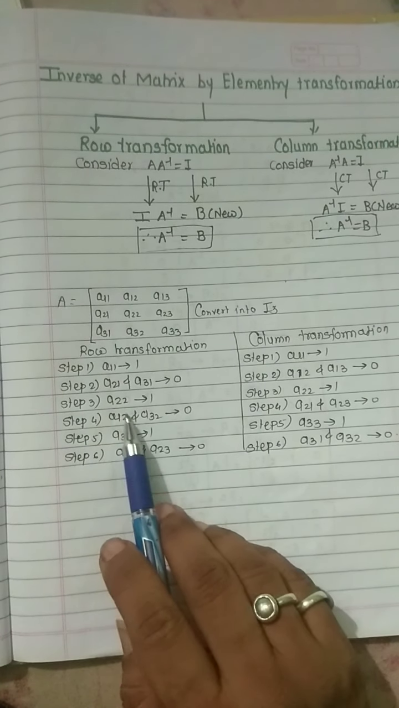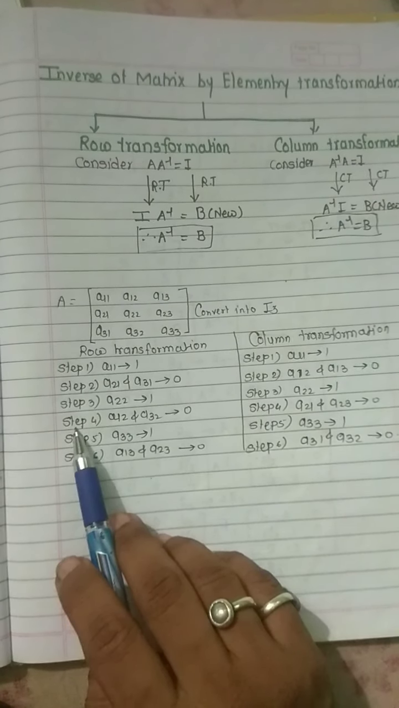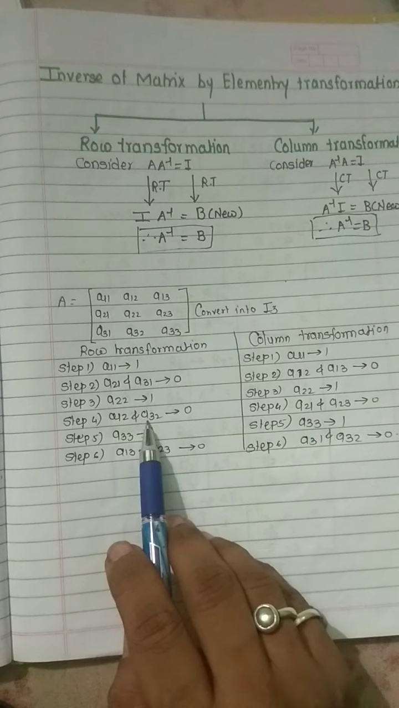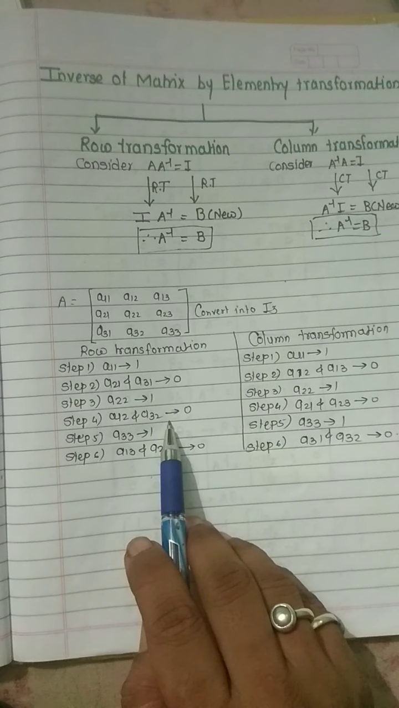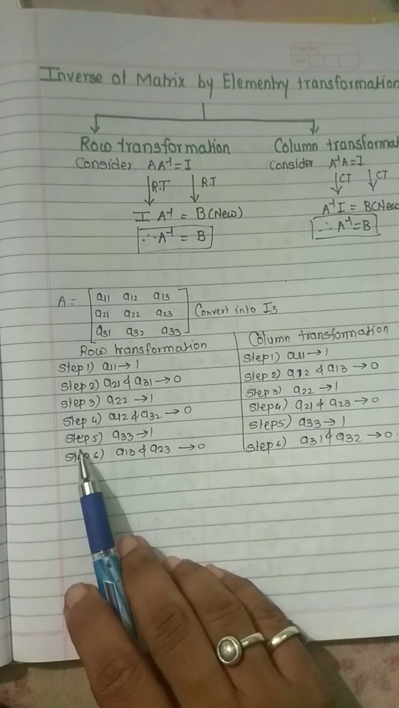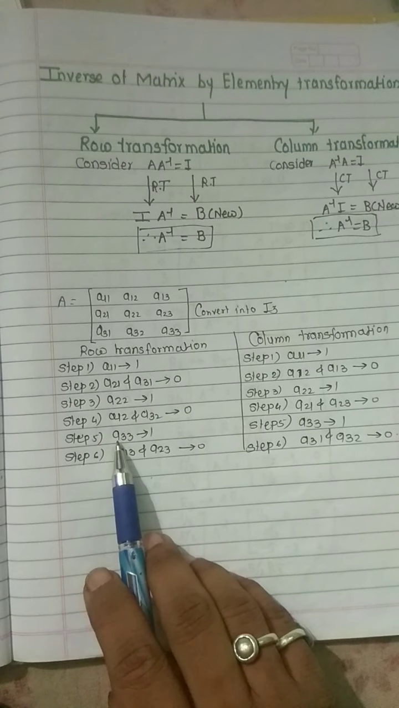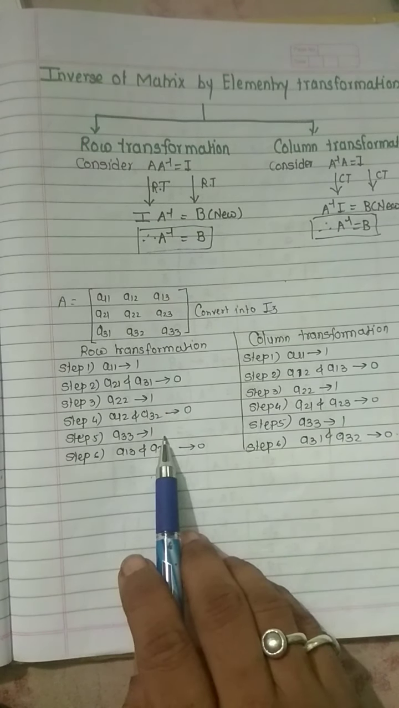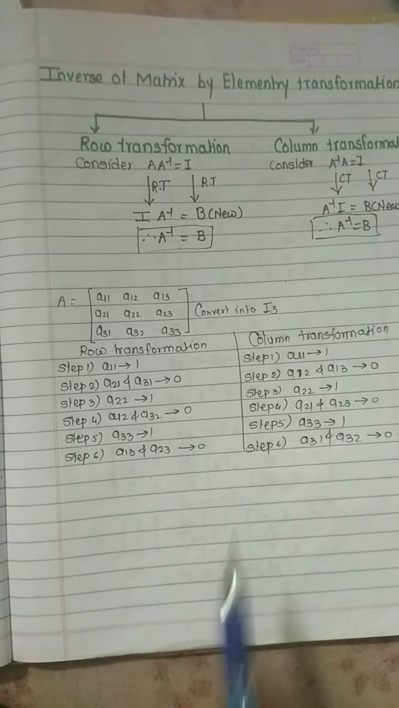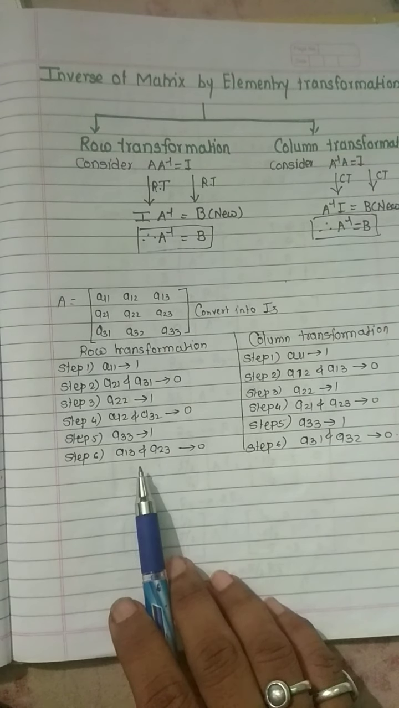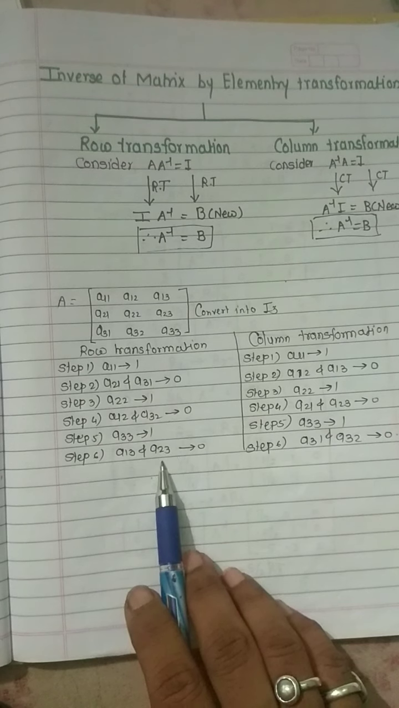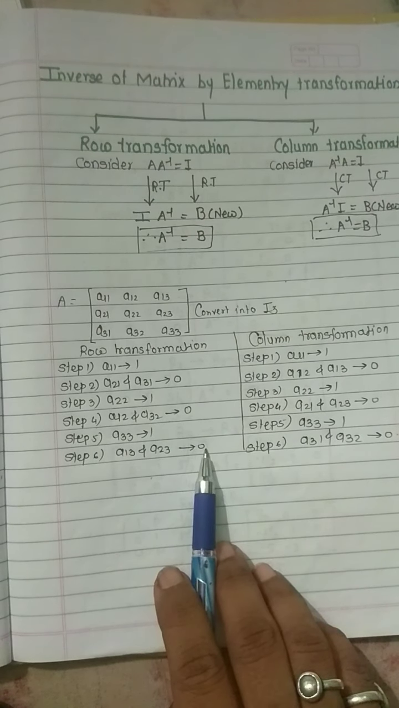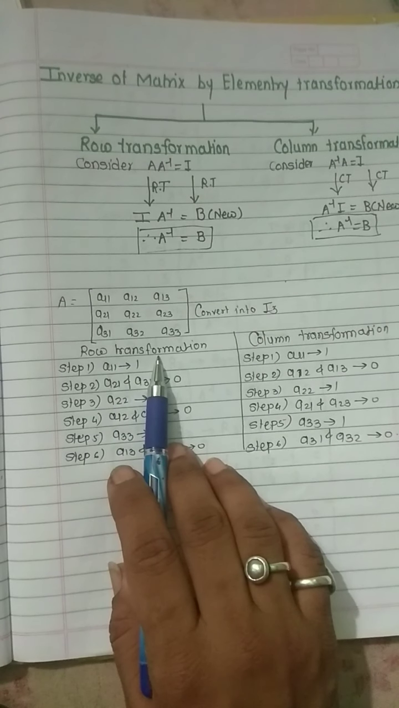Step 3, reduce the A22 position element to 1. Step 4, reduce the A12 and A32 position elements to 0. Step 5, reduce the A33 position element to 1. And last step, reduce the A13 and A23 position elements to 0 using the row transformation.